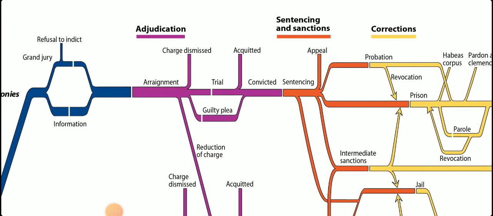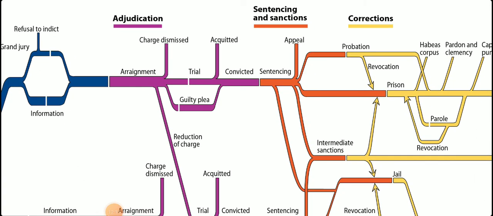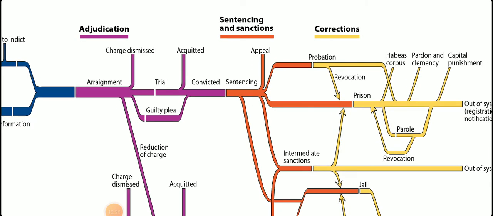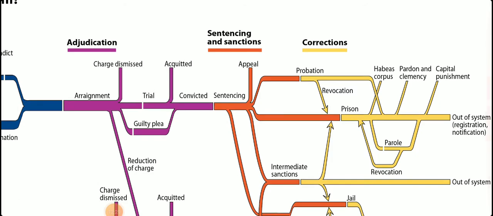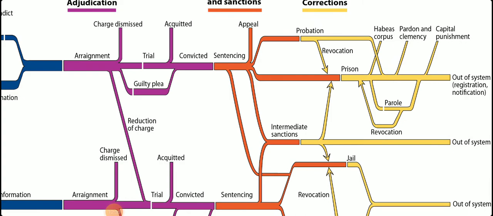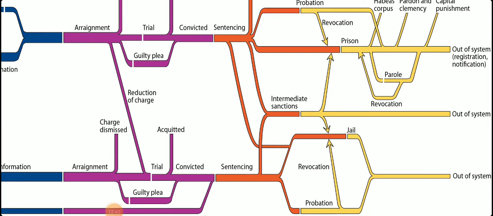At arraignment, charges are either dismissed, or if not, it goes into trial. There are guilty plea discussions, and then either you are acquitted, or if not, you will be convicted. If the conviction happens, then the court sentences. After sentencing, the criminal has the right to appeal. If not appealing, they will go either on probation or intermediate sanctions.